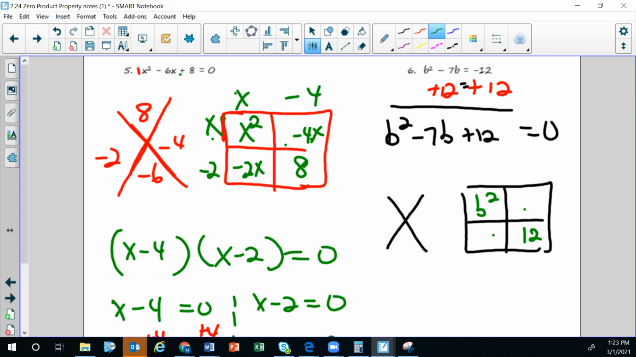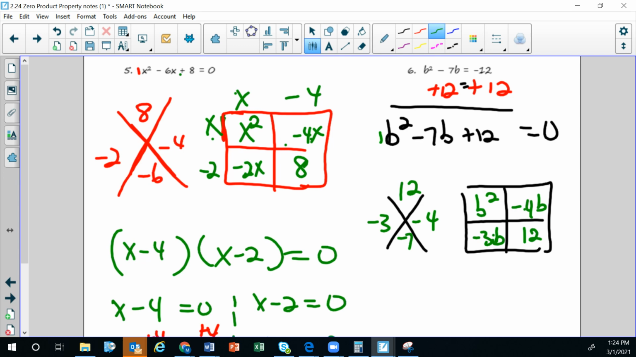Therefore, I can go over to my x. The top part of my x is going to be 12, because it's 1 times 12, and the bottom is going to be negative 7. So I need two numbers that when I add them give me negative 7, and when I multiply them give me 12, and that is negative 3 and negative 4. Therefore, these two boxes are going to be negative 3b and negative 4b. And so let's find the factors on the outside.